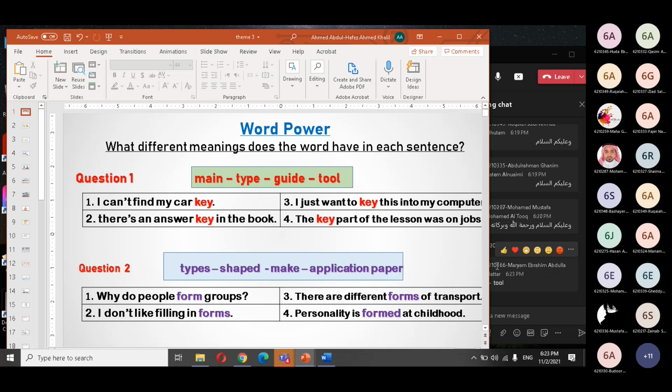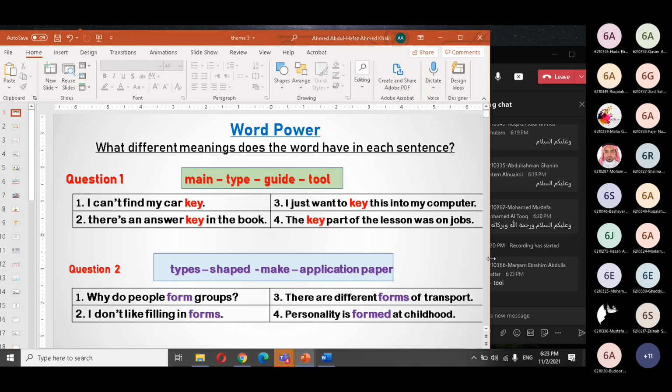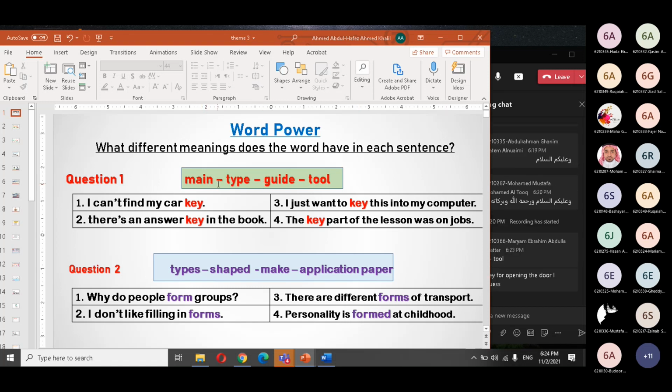Okay, the first one: I can't find my car key. What does the word key mean here in this sentence? Mariam said tool. Do you agree with her? You have four meanings here: main, type, guide, tool. So when we say I can't find my car key, key here is the original meaning of the word key. It's a tool, a device you use to switch on your car. This is the meaning of the word key here.